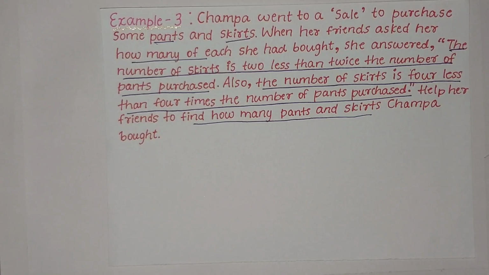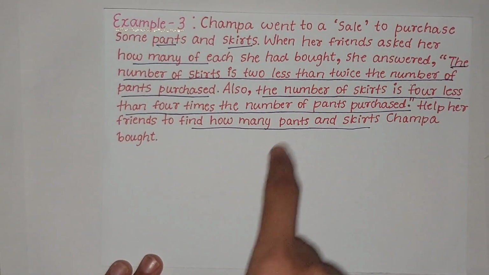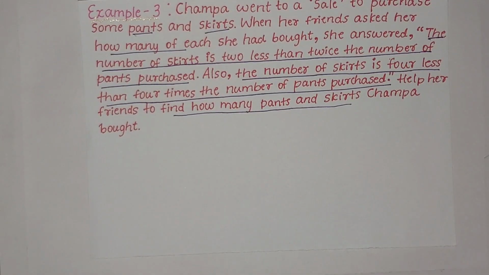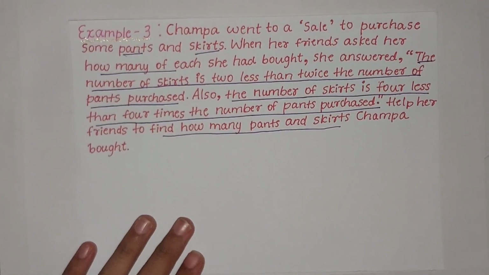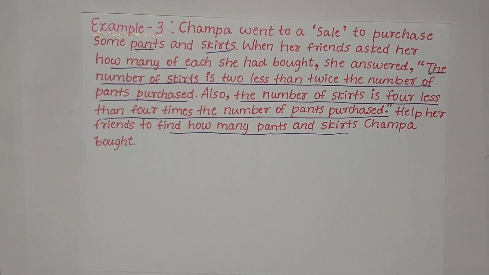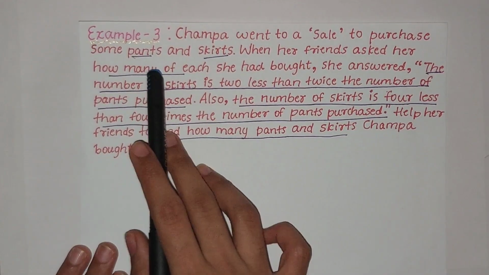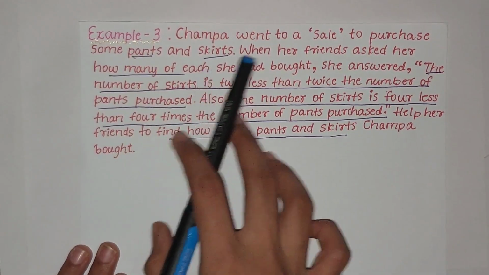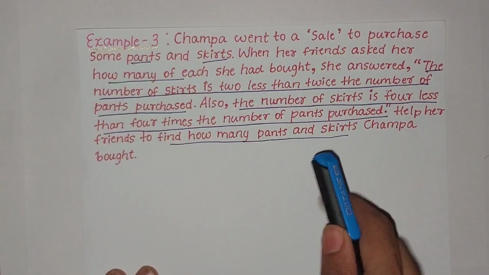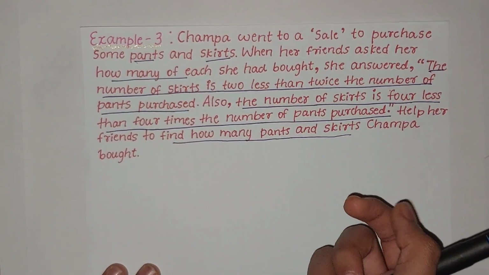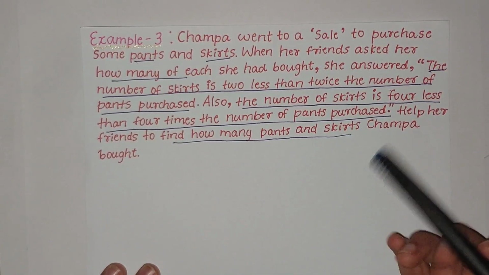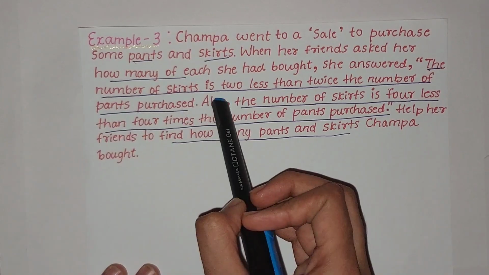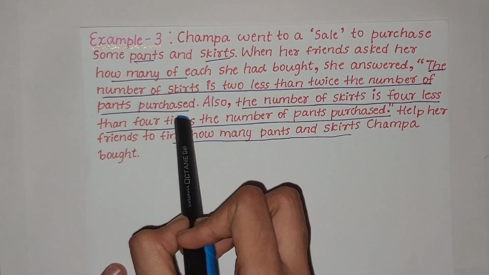Now, you must decode and make your own equations, right? How to make your own equations and write them? Let me teach you. First of all, understand the question. Champa has gone to a sale, right? Why a sale? Because you will get very cheap things. So Champa has gone to the sale and she has bought some pants and skirts. Her friends asked her how many she has bought of each. So what did she tell us? She did not tell it directly. She gave a riddle to them. What is that riddle? The number of skirts is 2 less than twice the number of pants purchased.